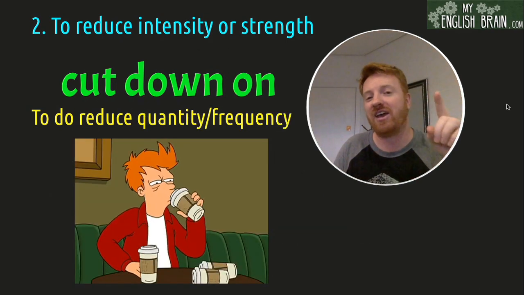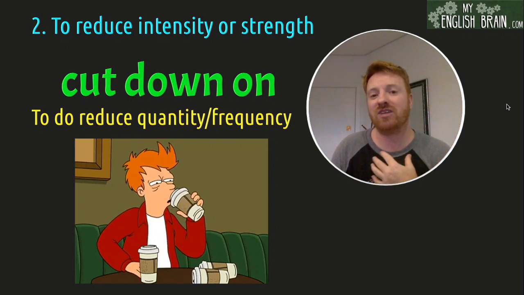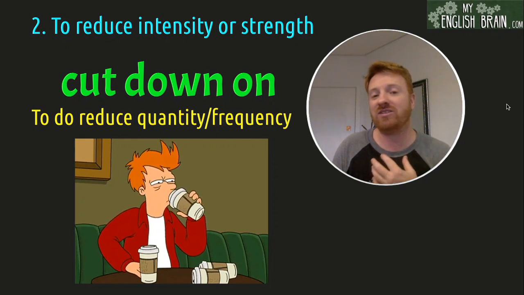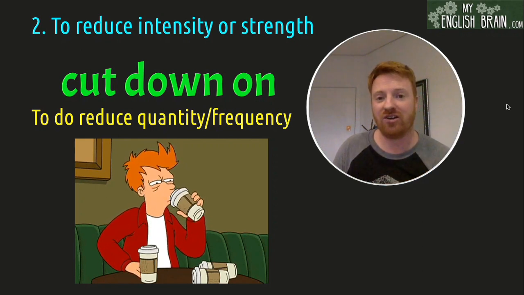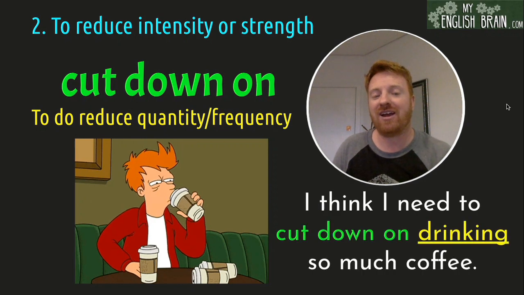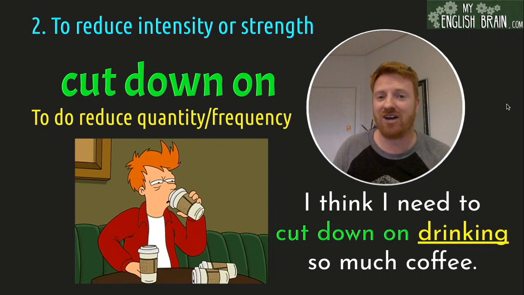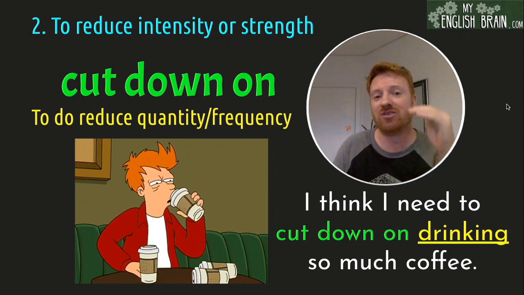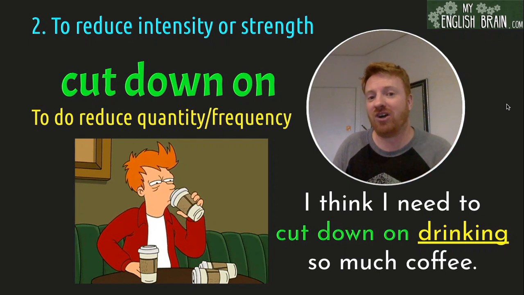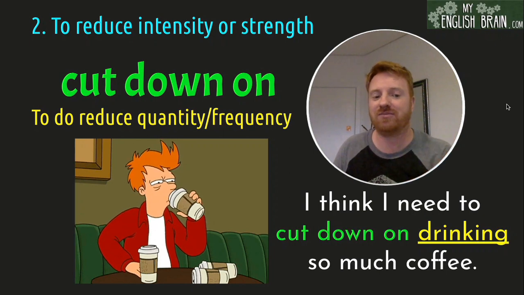We use the same idea when we talk about reducing our own frequency or the quantity of our own actions when we say "cut down on." For example, I think I need to cut down on drinking so much coffee. I drink too much and I need to reduce the amount or frequency. So I say, I need to cut down on drinking coffee.